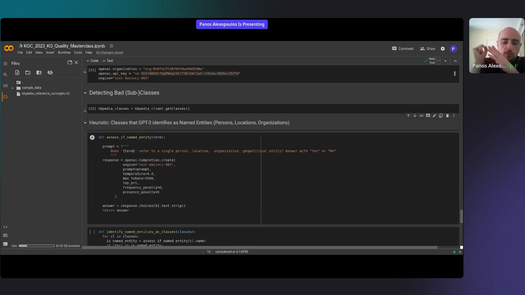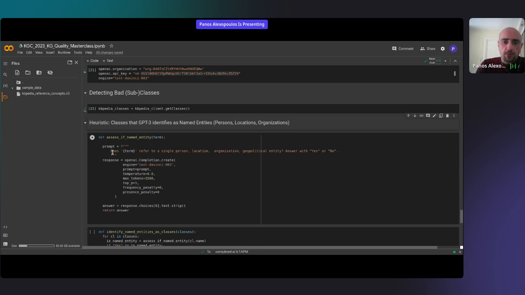The first question I want to pose to GPT-3 is whether a given class, simply based on its name, refers to a single person, location, organization, or geopolitical entity. That is, whether it is a named entity, because if it's a particular location, person, or organization, it shouldn't be a class. So I created a very basic API call to GPT-3.